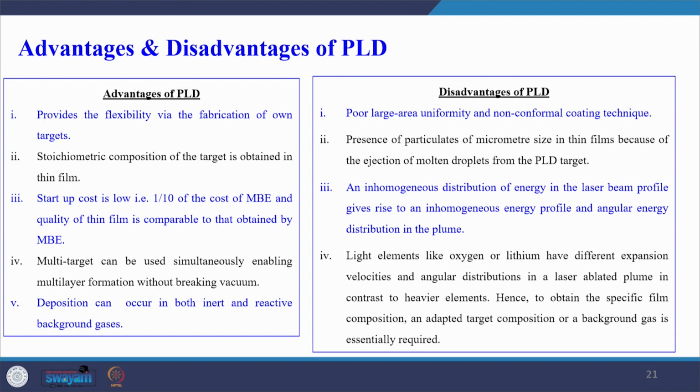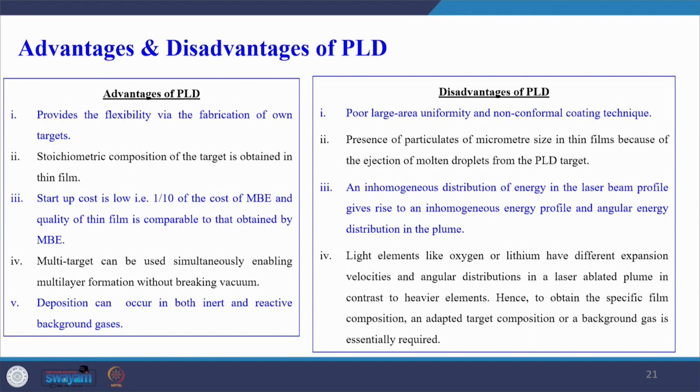Though the pulsed laser deposition technique is very versatile and very useful for deposition, it has certain advantages as well as disadvantages. The most important advantage is stoichiometry, that is, the flexibility for fabrication of the target material. It will maintain the composition of the target while depositing the thin film, so the stoichiometry of the thin film will be the same as the stoichiometry of the target. That is the main advantage of laser produced plasma.